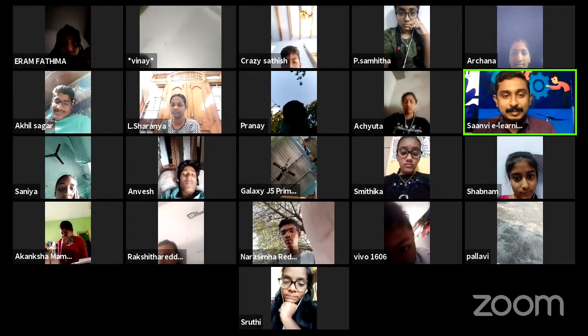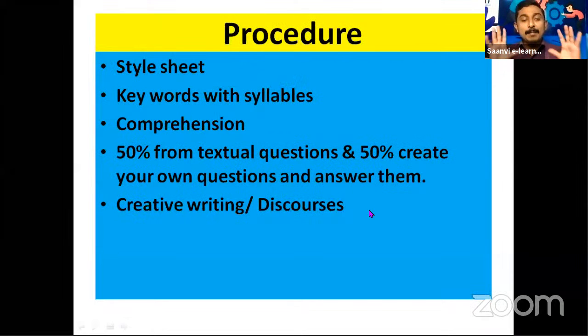I'm coming back to the procedure. Okay. After completion of the style sheet, take the next page. Don't write on the left hand side, write on the right hand side. Keywords with the syllables. Keyword is nothing but glossary. At the end of the lesson, you find the glossary. Syllable. How do you write?